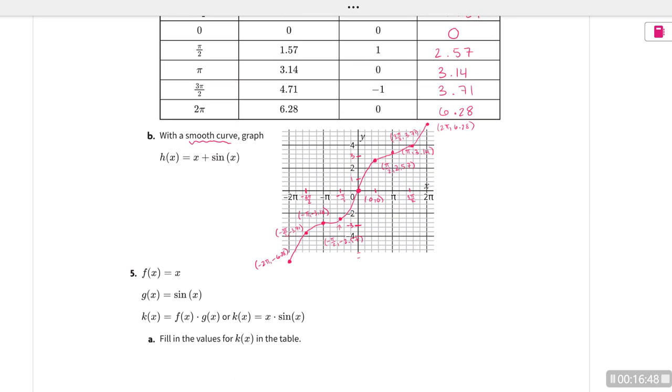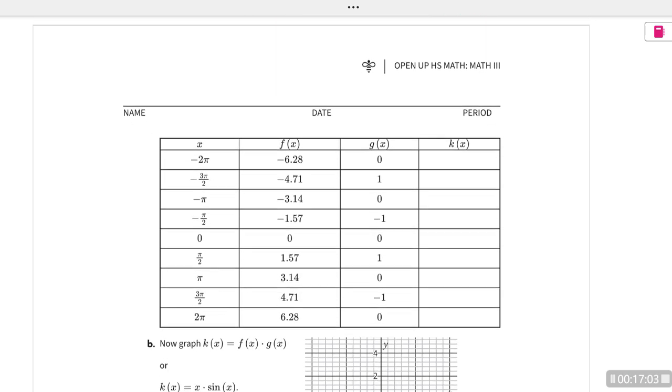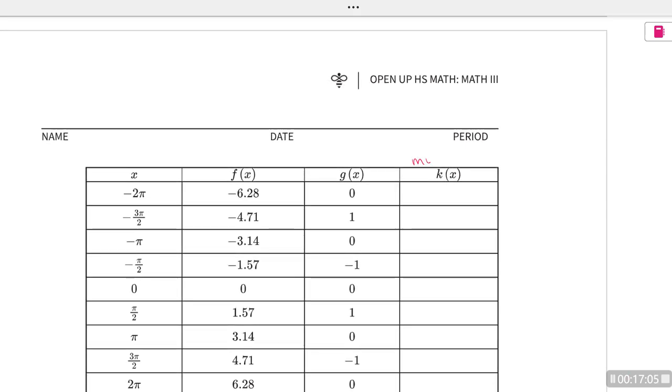It says f of x is x, g of x is sine of x, and this time instead of adding them, it wants us to multiply them. So f of x times g of x, which is x times sine of x. So let's fill in the table. Remember we're multiplying f of x times g of x. Anything times 0, any real number times 0, is going to give us 0. Negative 4.71 times 1 is still negative 4.71.